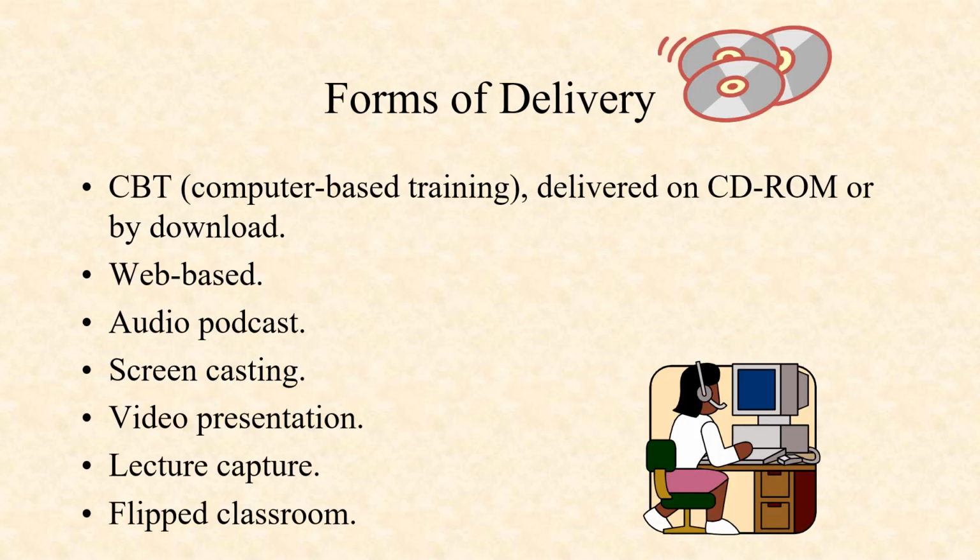When you're systematically designing instruction, there are a lot of decisions to make, and ideally the designer wants to make those decisions with respect to the particular training environment and the particular learners they hope to engage with this instructional module. Just consider the forms of delivery that are available. We can do computer-based training. It could be online, could be delivered on CD-ROM or download. We have web-based. We could do audio podcasting. We could do screencasting. We could do a video. We could do lecture capture. And we can even flip the classroom.